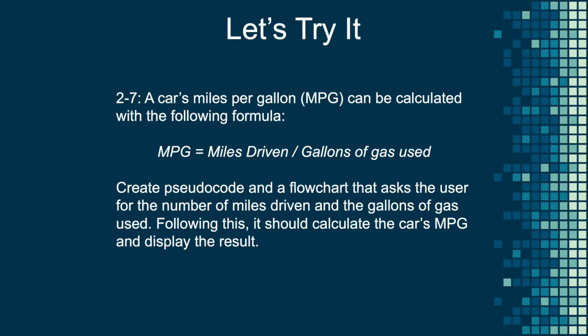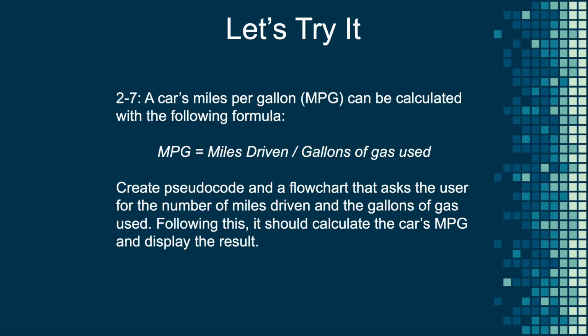So let's go ahead and try this. We have this problem here from the book, chapter 2, problem 7, and it says a car's miles per gallon, MPG, can be calculated with the following formula. We have miles per gallon equals miles driven divided by gallons of gas used. If we wanted to create pseudocode and a flowchart that asks the user for the number of miles driven and the gallons of gas used, then following this, it should calculate the car's miles per gallon and display the results.